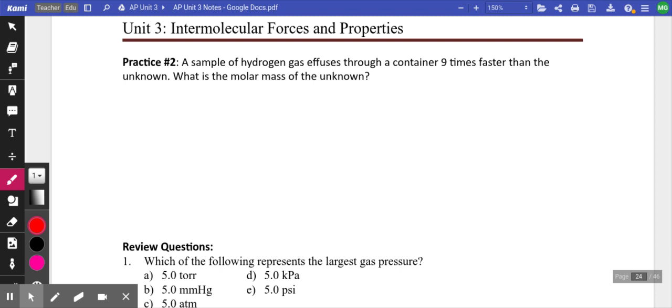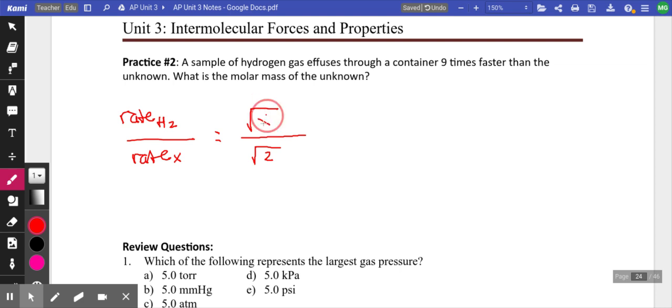All right, so let's take a look here. In this problem, I'm comparing the rate of hydrogen to an unknown gas. So if I know the rate of hydrogen over the rate of this unknown, I'm just going to call it gas X here, is going to be equal to, again, if hydrogen's on the top of the first fraction, the square root goes on the bottom of that fraction, so I know that's the square root of 2. And then on top is going to be the square root of my unknown molar mass. That's what I'm trying to solve for.